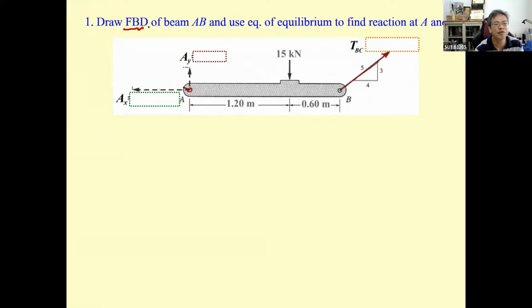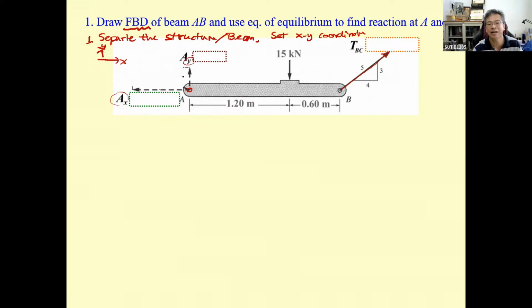So if you know the free body diagram, let's start first, okay? You separate the structure. That means you draw this beam, okay? This one is going to be the beam. And then you may also set the X, Y coordinate. Usually the X, Y coordinate can be just as simple as this is X in order to set A sub X, and this is Y in order for you guys to know about the Y direction. So maybe the second is to set the X, Y coordinate.